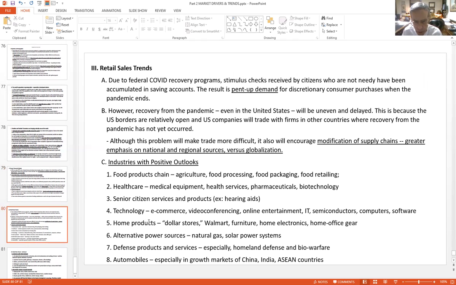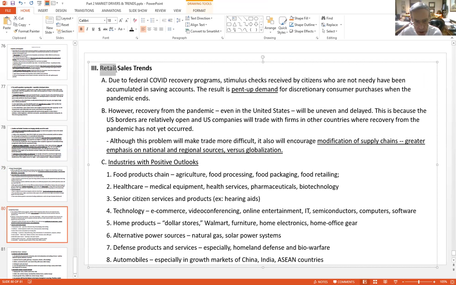So off we go to sales trends. And you may recall that I adjusted that from retail to just sales trends because we talk about something a little more than just consumer. Nevertheless, a very important fact that we have to deal with is that there is pent-up demand today.